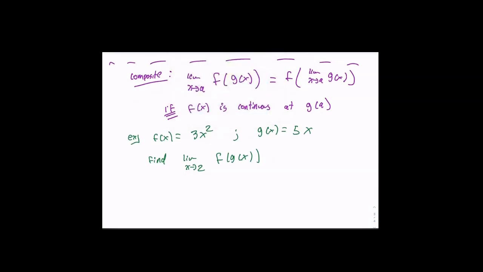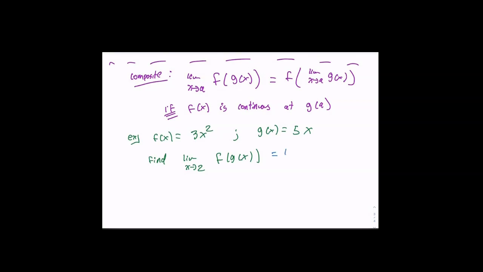Well, based on the property we learned now, of course, you can actually utilize pre-calculus skills to take the composite and put 5x into 3x. So you get 3 times the quantity 5x squared. You could do it that way. But the idea here is what happens if you're given the problem graphically.